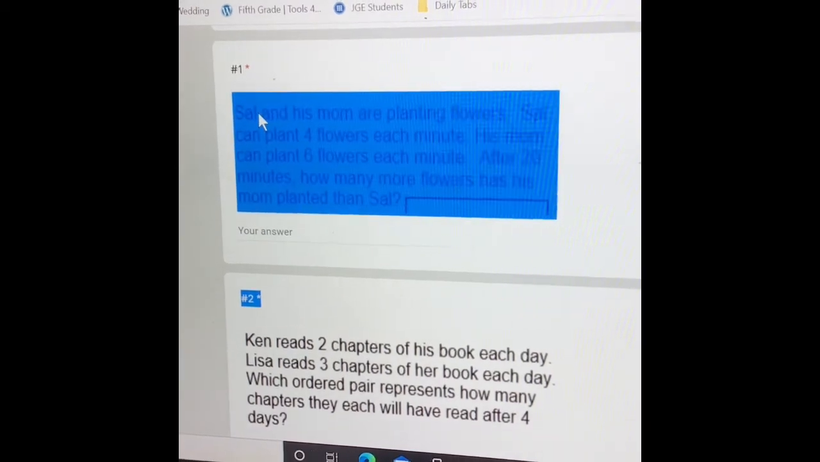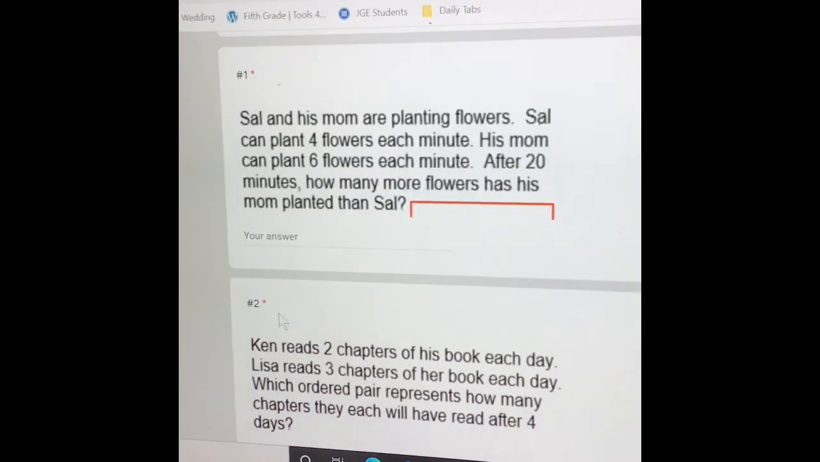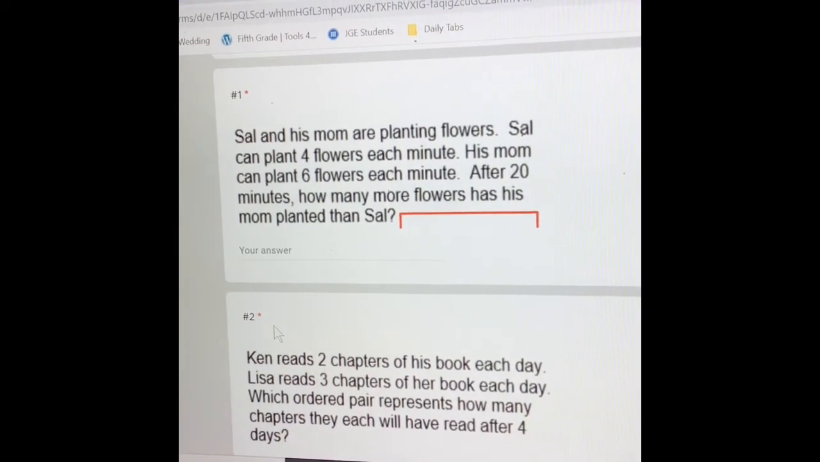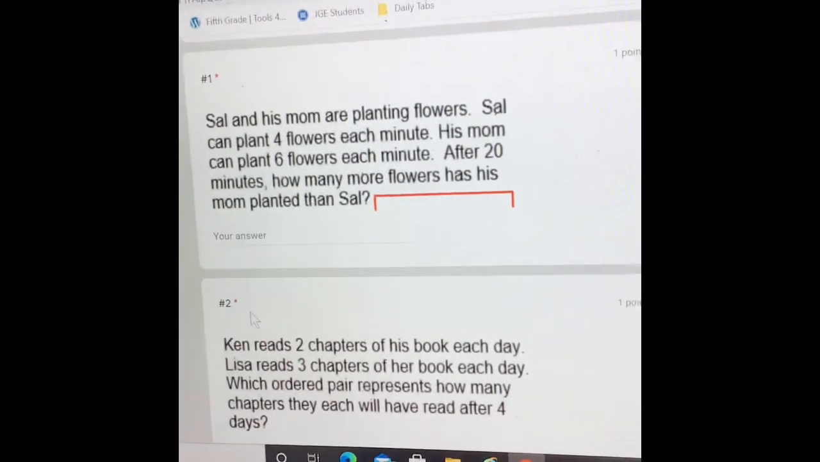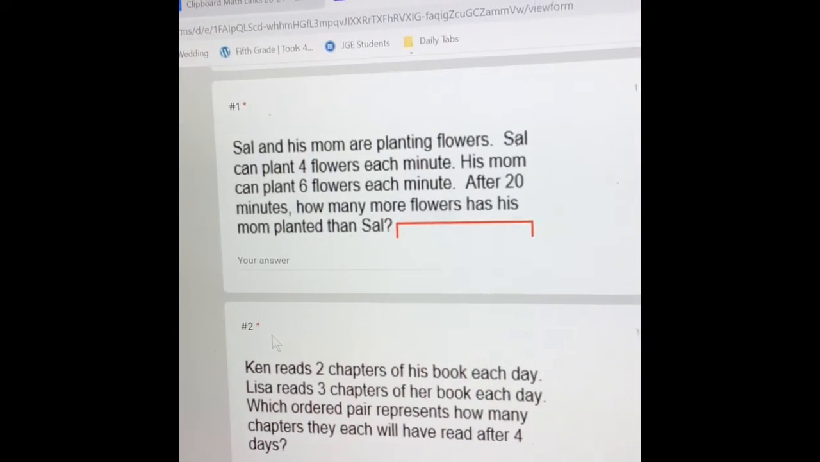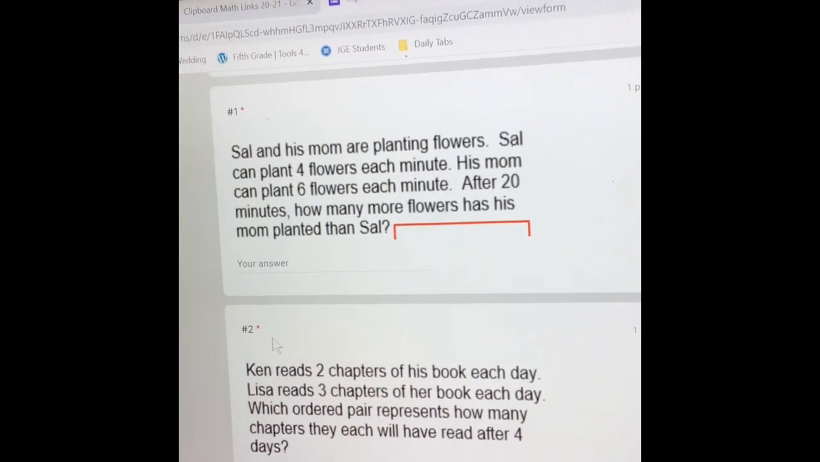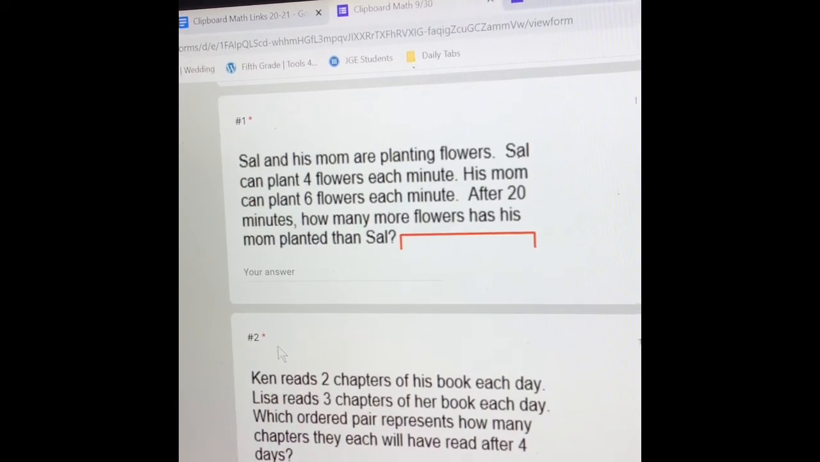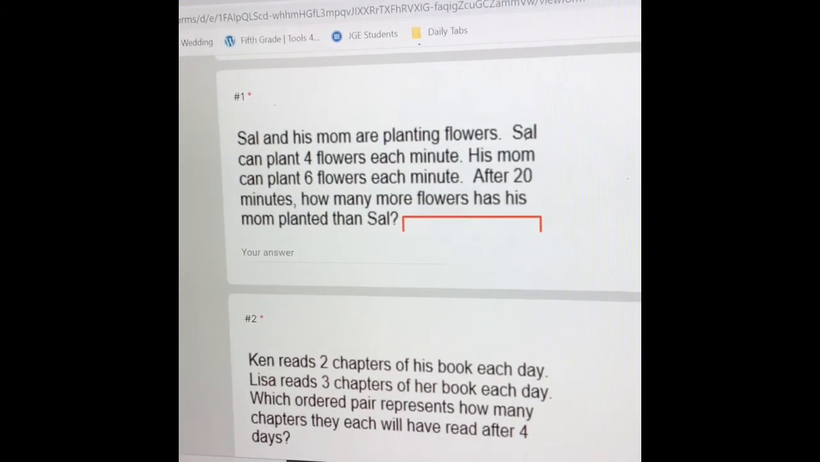Okay, first question. Sal and his mom are planting flowers. Sal can plant 4 flowers each minute. His mom can plant 6 flowers each minute. After 20 minutes, how many more flowers has his mom planted than Sal?